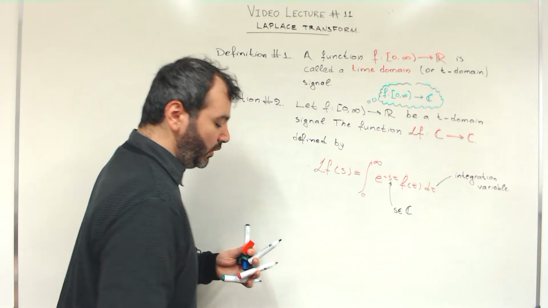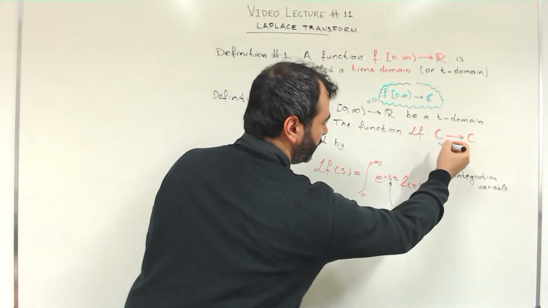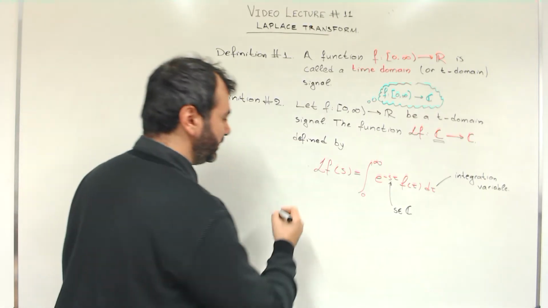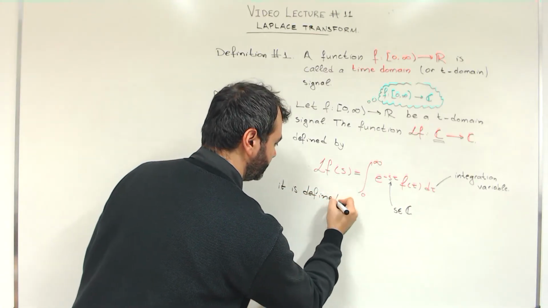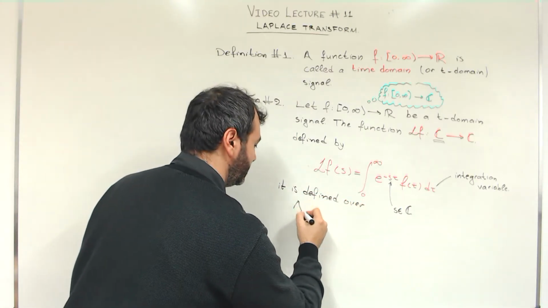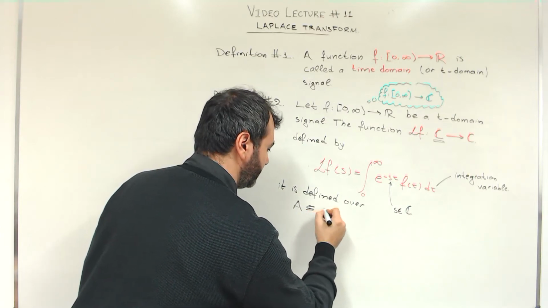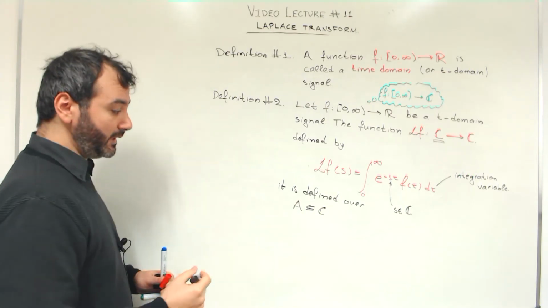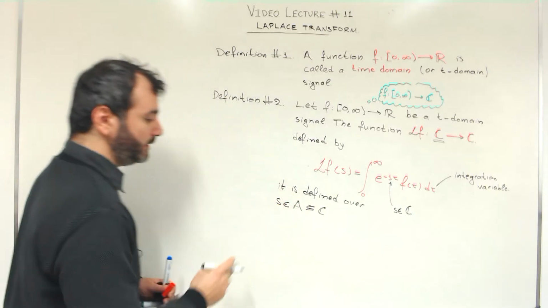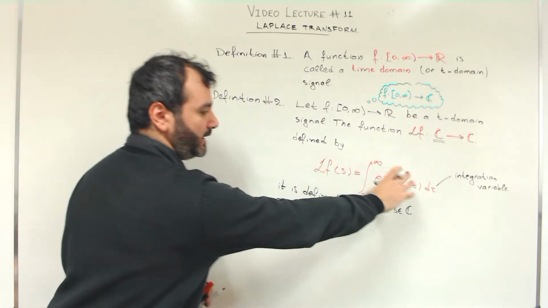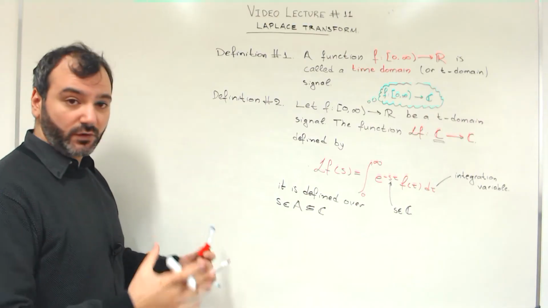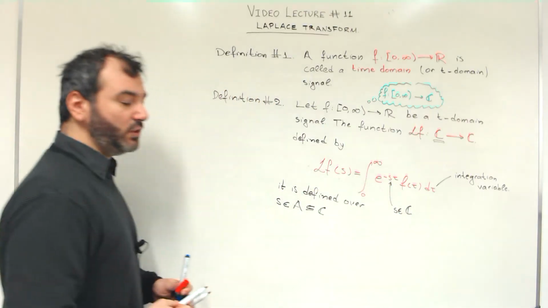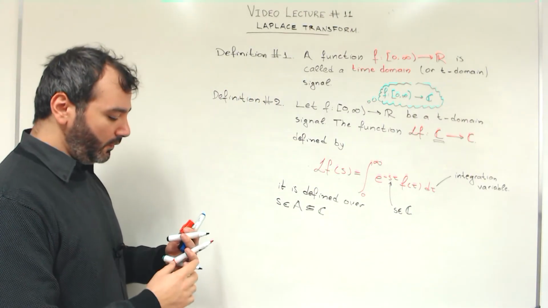So s is a complex number, defined by this integral. Of course, it is perhaps not defined for all complex numbers. Usually it's not defined for all complex numbers. It is defined over a set A, which is a subset of the set of all complex numbers. So for all complex numbers s, so long as this integral is well defined and converges, I will explain in a second what converges means, then this new function is called the Laplace transform of f.